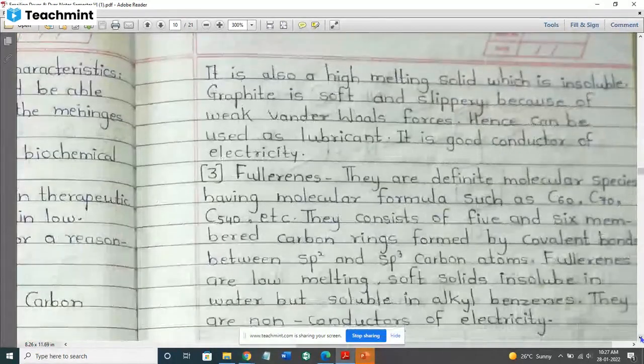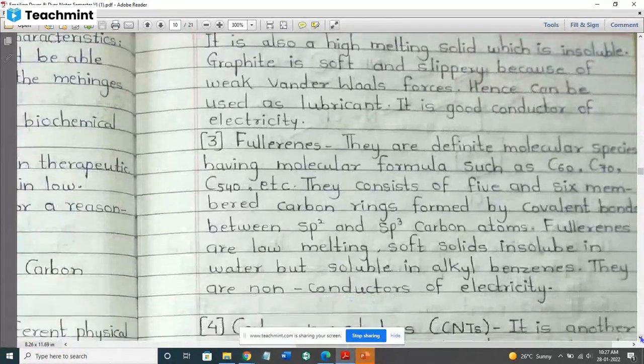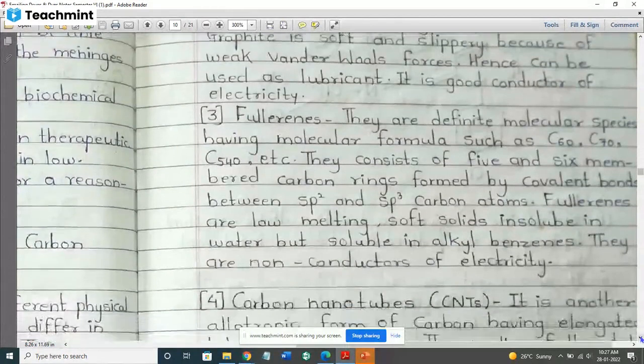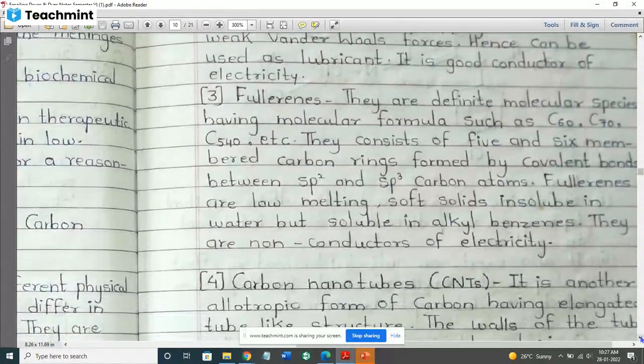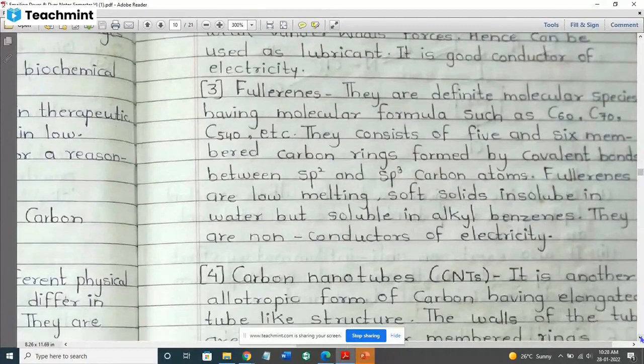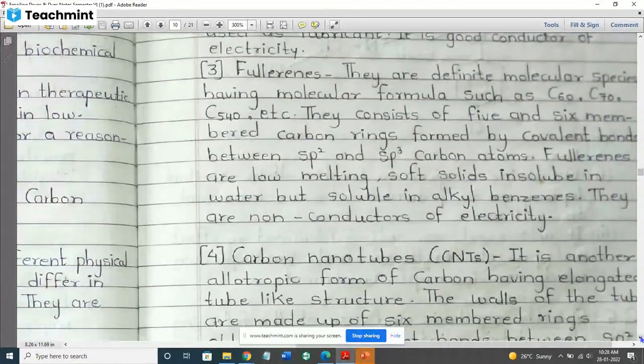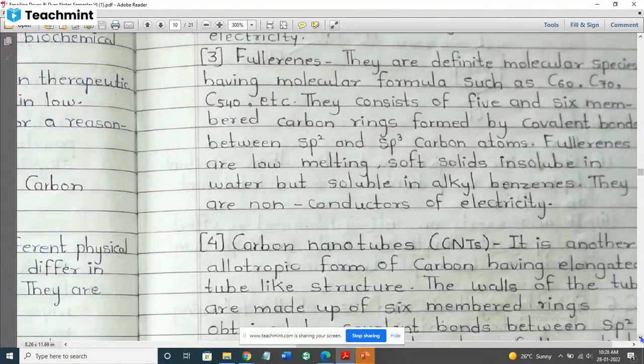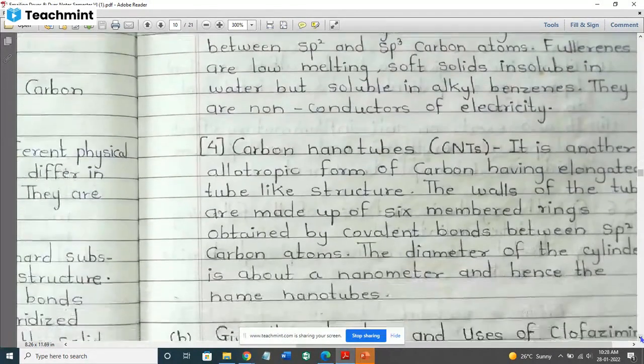Next, fullerene is also one of the important allotropes. These are definite molecular species having molecular formulas such as C60, C70, C540, etc. They consist of 5 and 6 membered carbon rings formed by covalent bonds between sp2 and sp3 carbon atoms. Fullerenes are low melting soft solids, insoluble in water but soluble in alkyl benzenes. They are non-conductors of electricity.